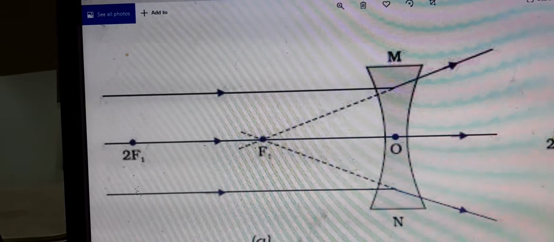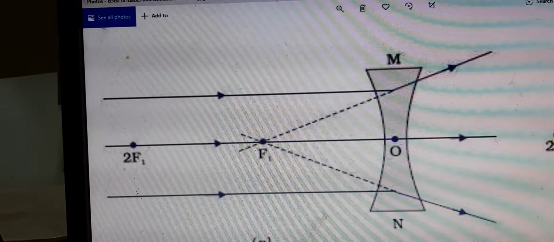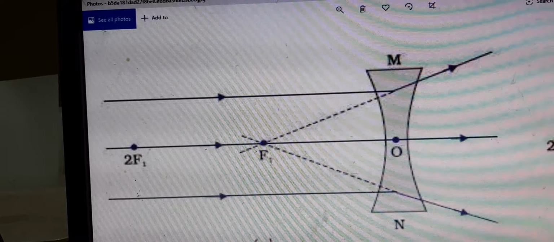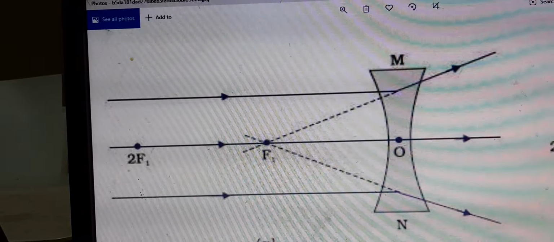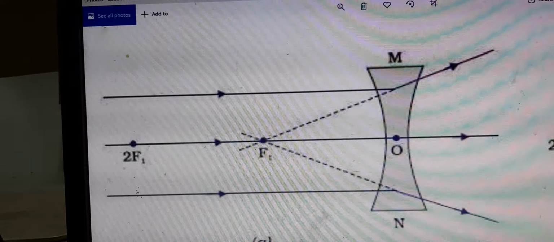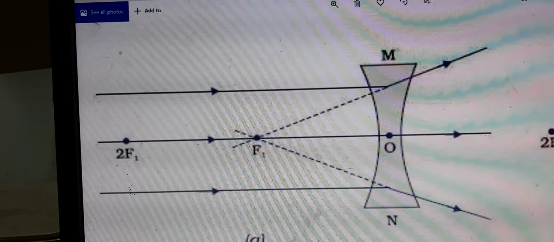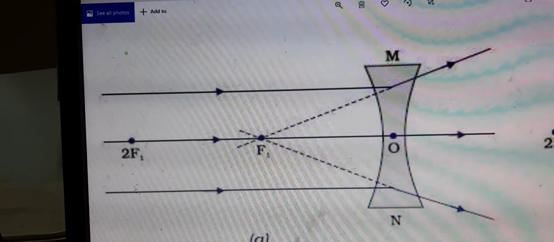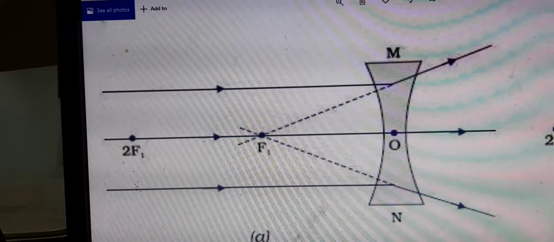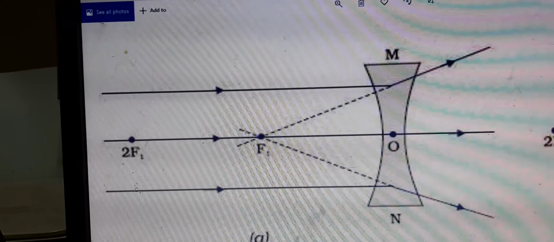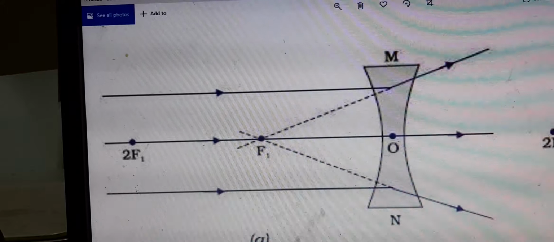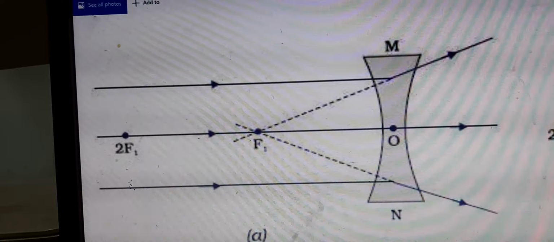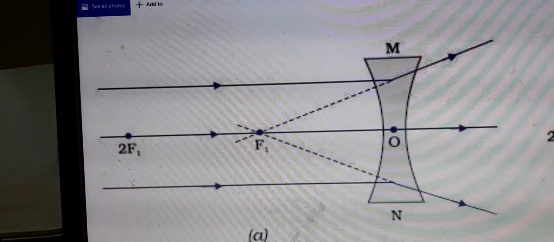So when you draw a ray diagram, parallel to the principal axis, when you come to the middle portion of the lens, you stop there, and then you have to draw from the focus a dotted line and then extend it. That is how you have to draw for a concave lens. Remember this: all the rays which are parallel to the principal axis appear to start from the focus. They appear to come from the focus point. So the parallel rays have to stop, and then you start from the focus and extend it. This is how you will draw the ray diagram for a concave lens.